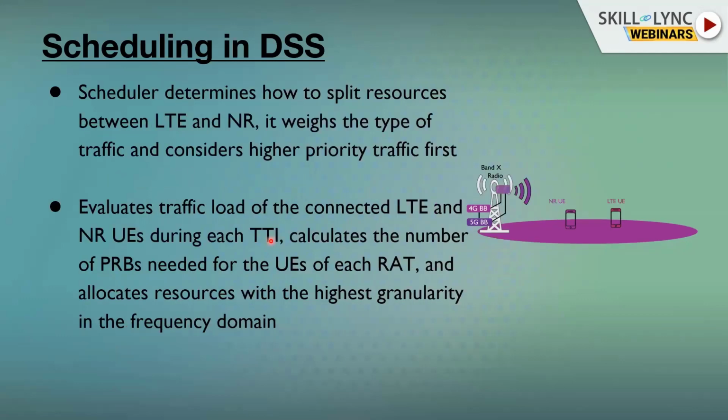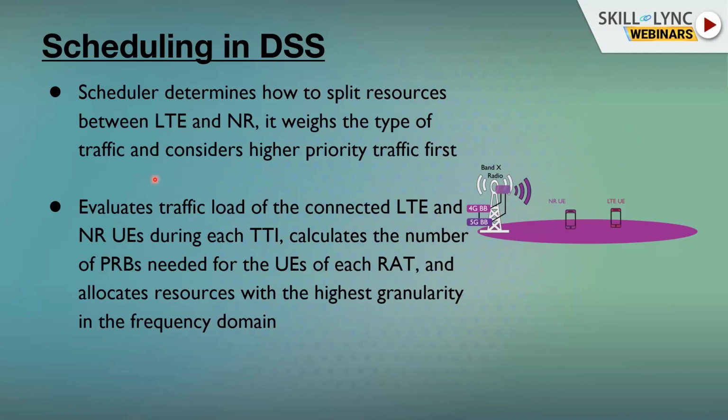Now, the scheduler determines how to split the resources. It weighs the type of traffic and considers higher priority traffic first. So we spoke about GBR, non-GBR. For example, your GBR services are considered higher priority, and it's going to have a weighting scheme. So it's going to give a higher weight to high priority traffic, just like how we do in QoS. So it would have a way of weighing the traffic in that way.